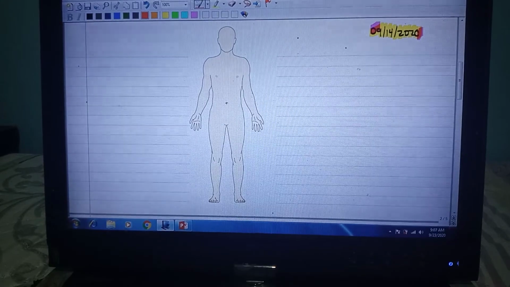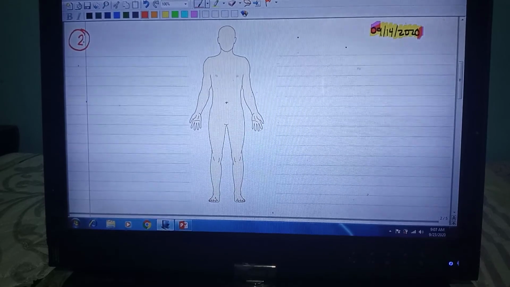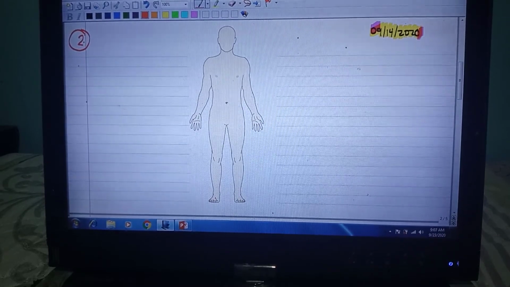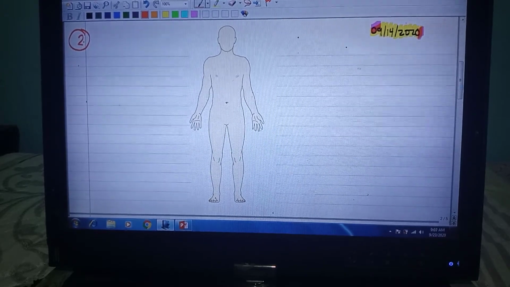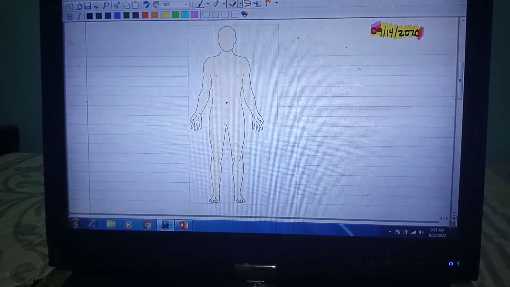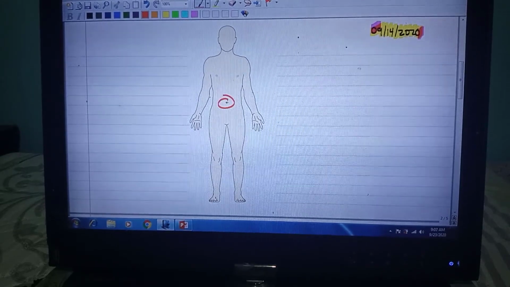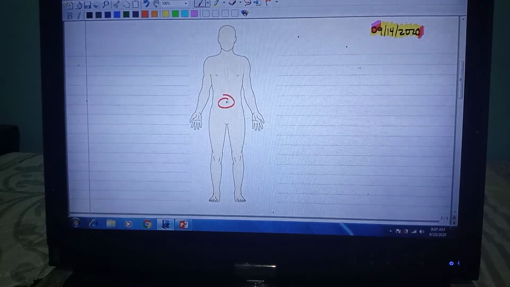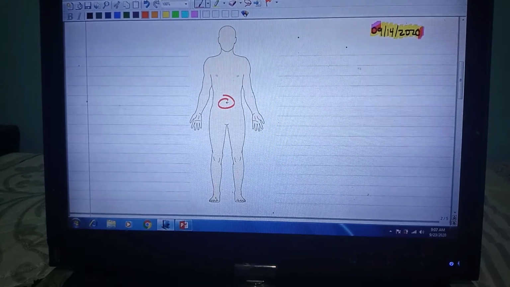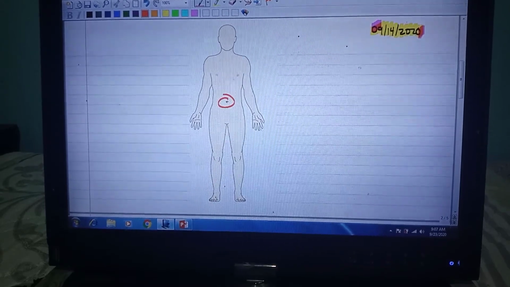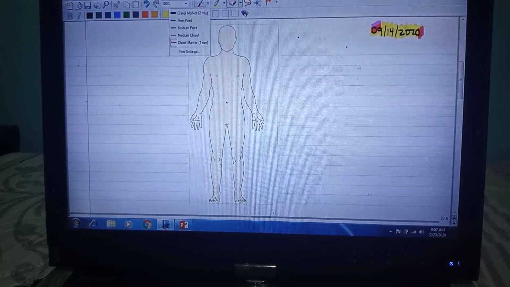Going back to this figure, your number 1 is anterior and posterior. By the way, let's have an example. My navel is on the anterior or ventral surface of the body. Nasa harap. Your heel is posterior to the toes. Nasa likod. Anterior, harap, posterior, likod.